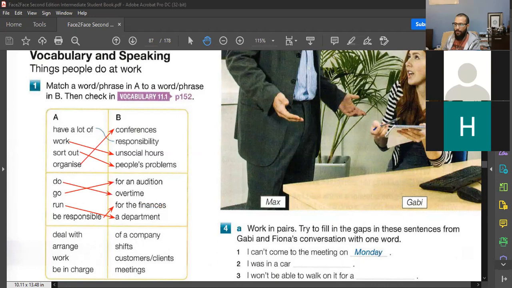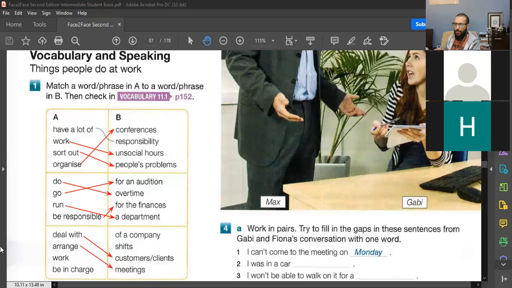So the last one is do overtime. Okay, next box. We deal with what? Customers or clients. That's correct. Customers and clients. And we arrange what? A meeting. Meetings. Correct. We arrange meetings.